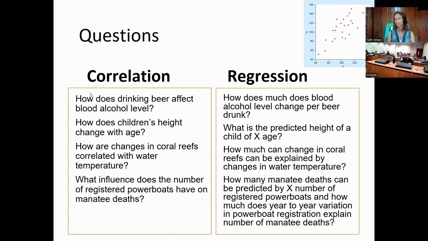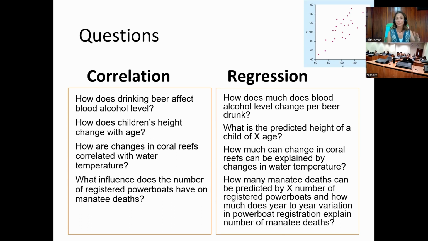With correlation, you could ask, for example, how does drinking beer affect blood alcohol level? And if you do a regression, you could ask more specifically, how much does blood alcohol level change per beer drunk? With correlation, you could ask, how does children's height change with age? With regression, you could ask, what is the predicted height of a child of X age, whatever age you put in there? 5 years old, 8 years old, 10 years old.